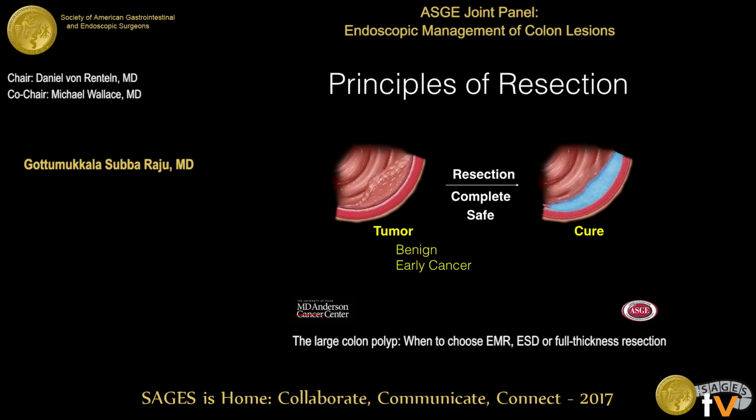So the principles of resection, the goals of resection, like Heiko talked about, whether it is small or big, we should completely resect, and we should also be able to send the patient home safely without a major complication. With endoscopic resection, you can basically take care of benign tumors and maybe very superficial early cancers, SM1 type of lesions, and you can achieve cure in those patients. This can be achieved by either endoscopic mucosal resection or endoscopic submucosal dissection.